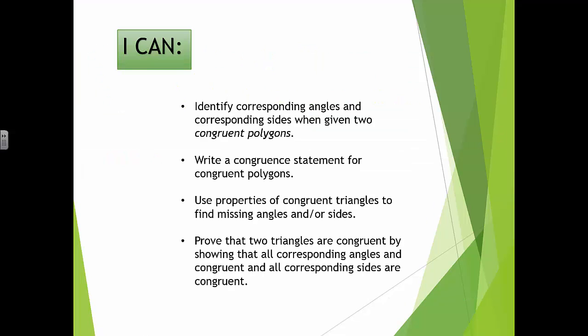By the end of this lesson, you should be able to say: I can identify corresponding angles and corresponding sides when given two congruent polygons. We're mostly going to be dealing with triangles, but polygons in general. I can write a congruent statement for congruent polygons. I can use properties of congruent triangles to find missing angles or sides. And I can prove that two triangles are congruent by showing that all of the corresponding angles and all of the corresponding sides are congruent.